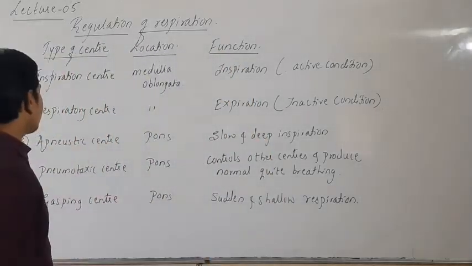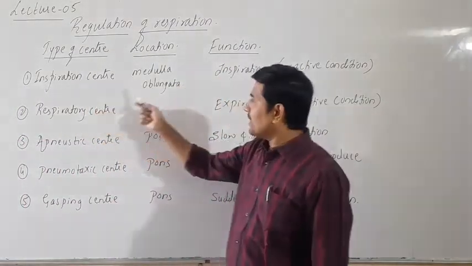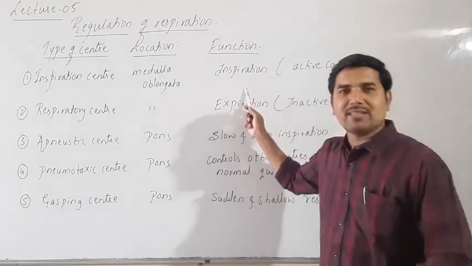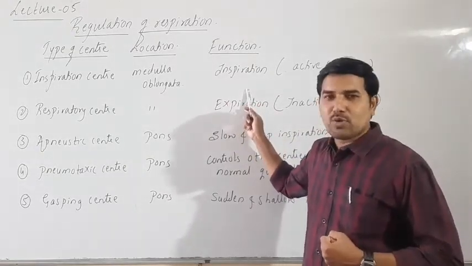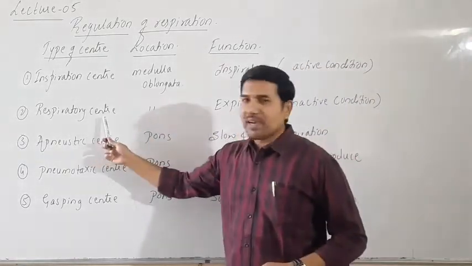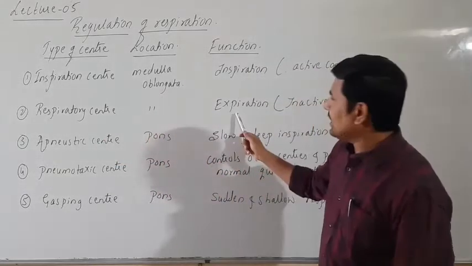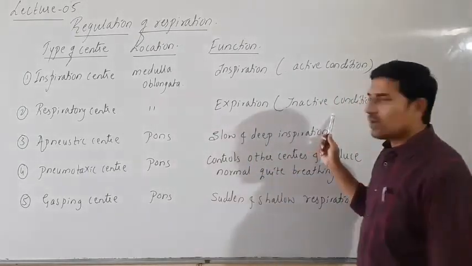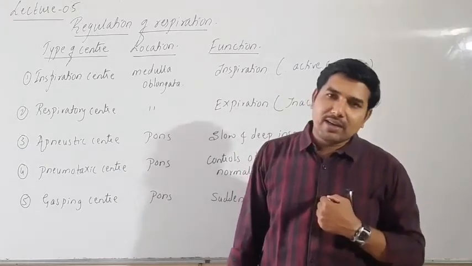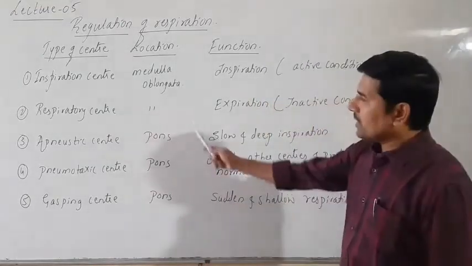Then let's look at the centers. The first one is the inspiration center. Its location is the medulla oblongata, and its main function is inspiration, as inspiration is an active process where energy is utilized. The next respiratory center, located in the same part, the medulla oblongata, leads to expiration, which is a passive condition. That means intake of air requires energy, and giving out air is just a passive process.